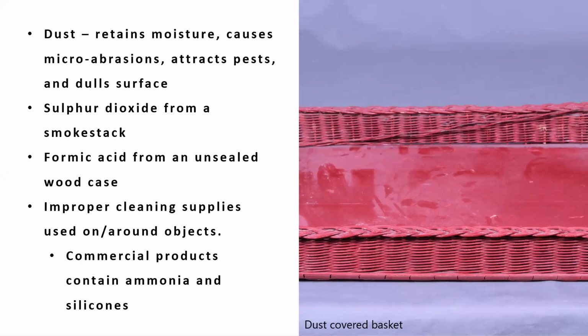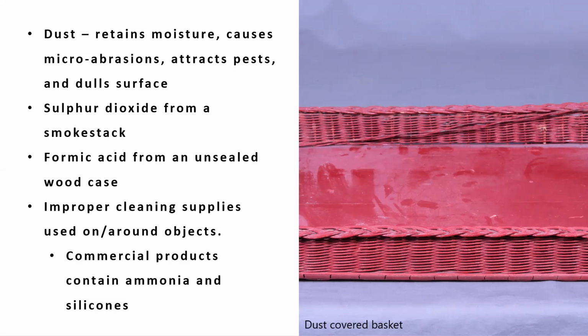On the picture on the right there, you'll see that there are some streak marks in the dust because people want to touch a dusty object for some reason. So that's where microabrasions can come from. Another example is sulfur dioxide from a smokestack, especially if you're working in a historic house and actually have a fire on in the fireplace. Another one is formic acid from an unsealed wood display case. Improper cleaning supplies used on or around objects. Say, a lot of commercial products actually contain ammonia and silicones, which can be very detrimental to objects as well.